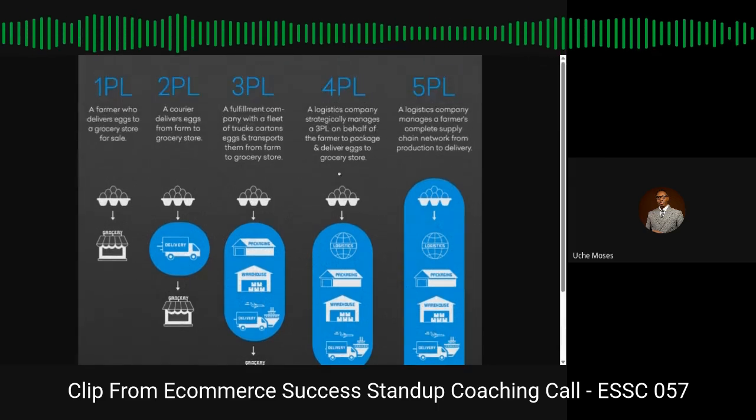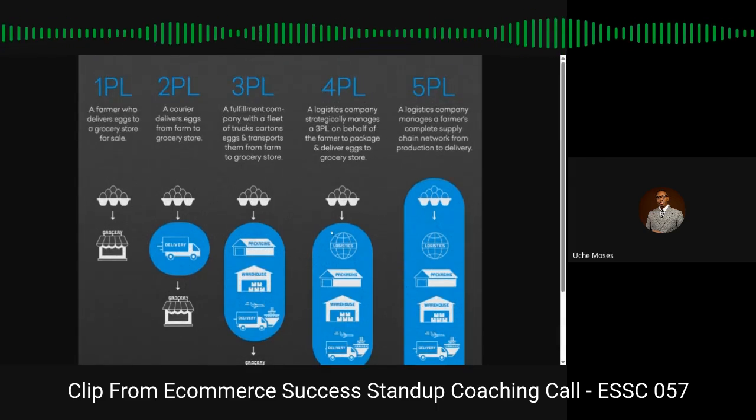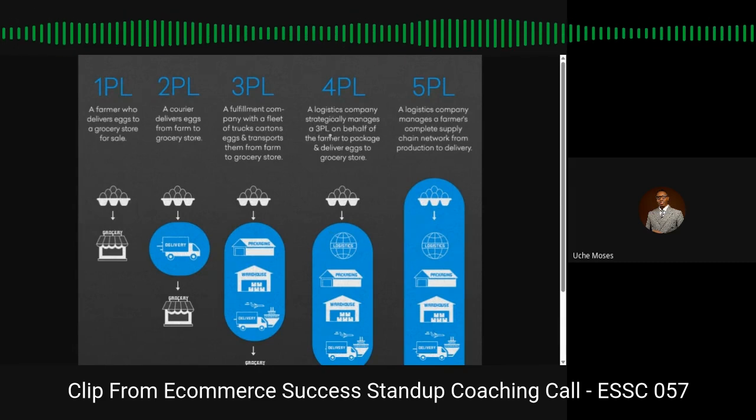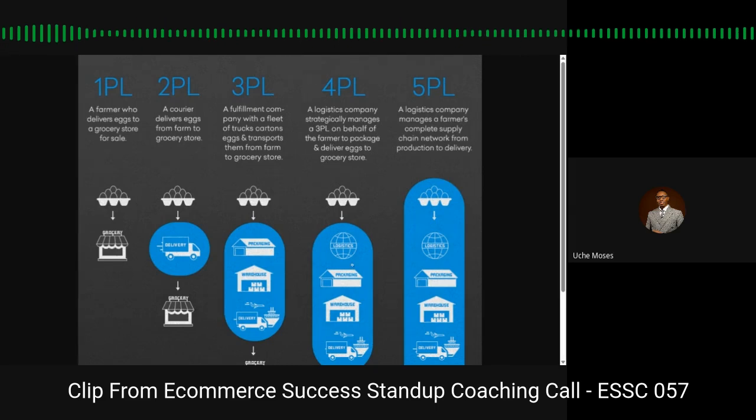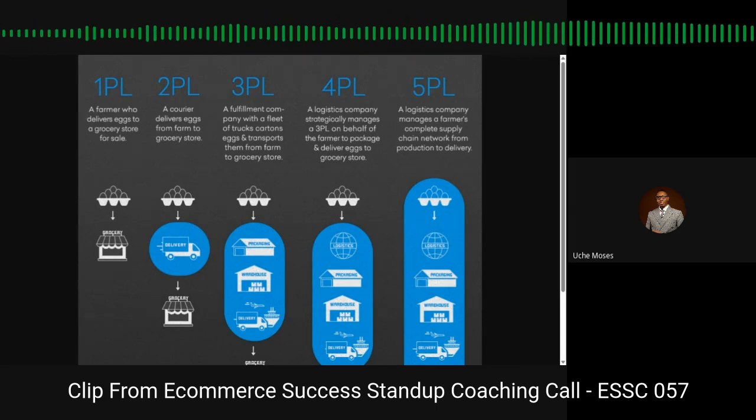Now, the 4PL. 3PL and 4PL are almost the same thing, but there's just one little difference, which is that 4PL companies theoretically manage the 3PL on behalf of the farmer. So let me tell you what the 4PL is. 4PL is like those people that will say, I will handle your entire orders. Those are 4PLs. So they're handling the 3PL for you, basically. They're like, oh, don't worry, any orders coming from the north, just come to me.